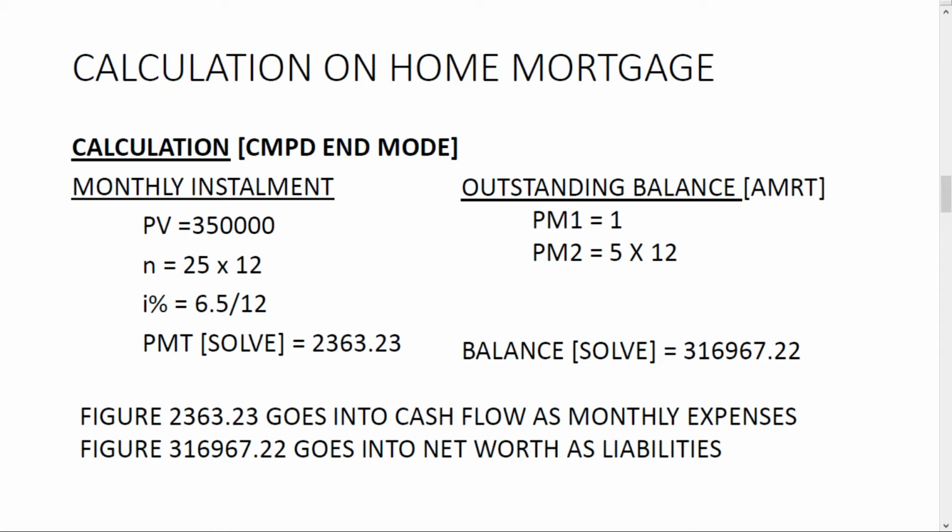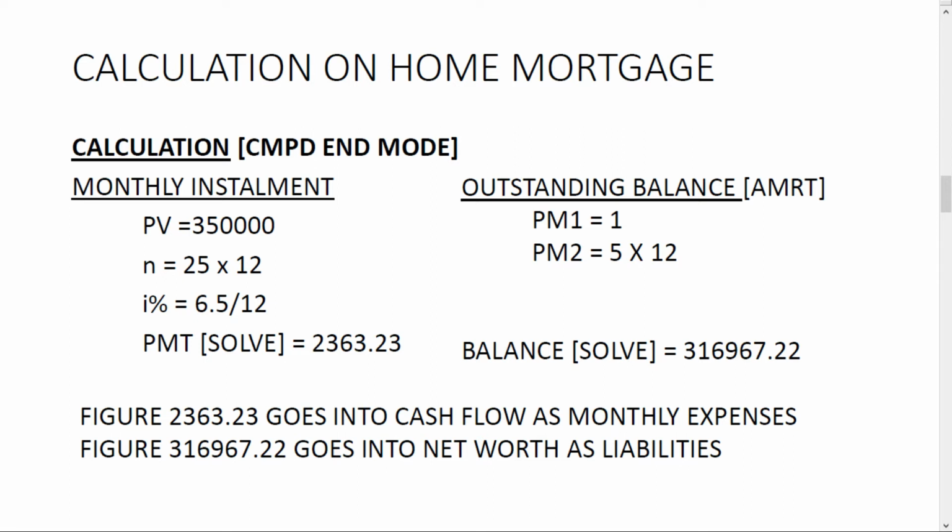The financing amount is the PV, the tenure is N or period, which we need to convert into months, and the rate is I%, which needs to be converted into months as well. Then solve at PMT to get the monthly payment.